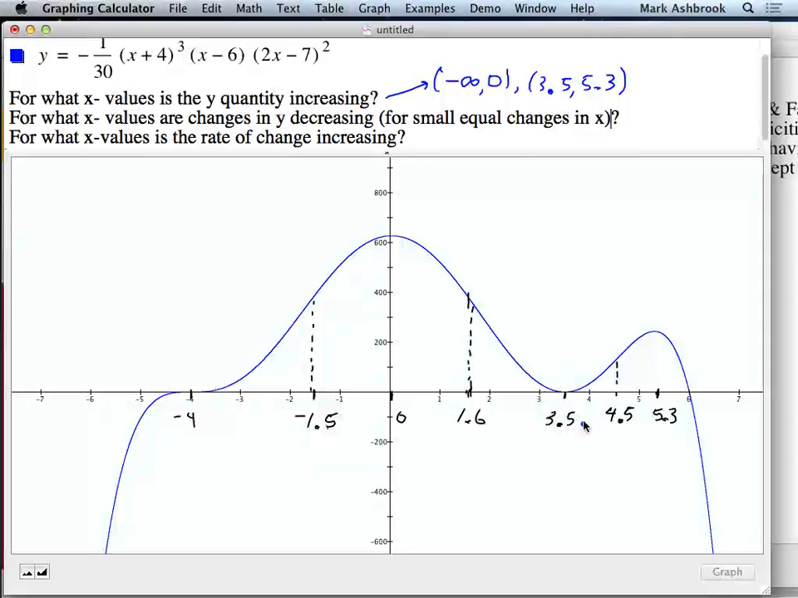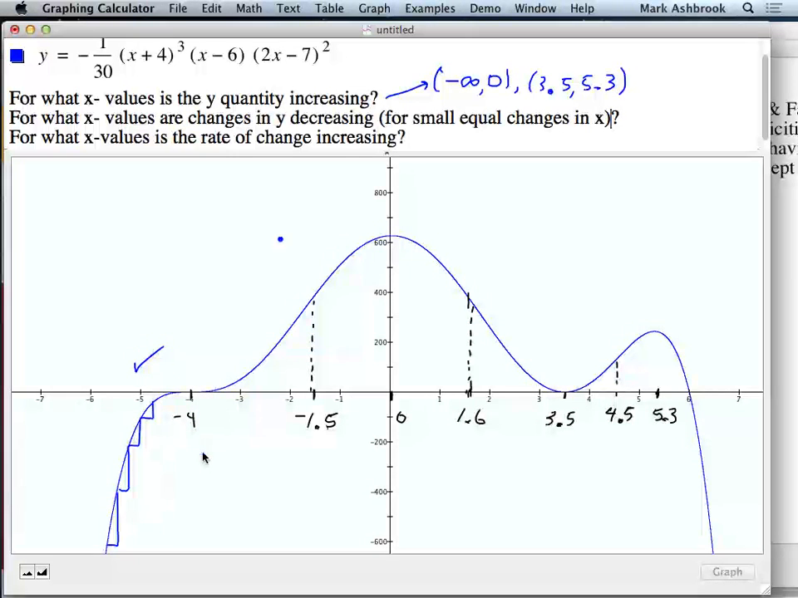Other questions? That should be easy. Okay, what about where the changes in y are decreasing for small equal changes in x? This is where it gets trickier. Where are the changes in y decreasing? Let's start here, from negative infinity to negative 4. Are the changes increasing, staying the same, or decreasing? They're decreasing. Agree? Yes, because for small equal changes in x, the corresponding change in y gets less and less each time. So yes, check.